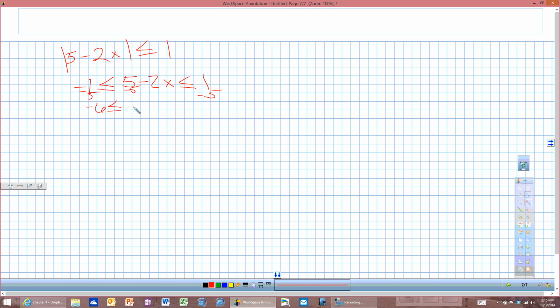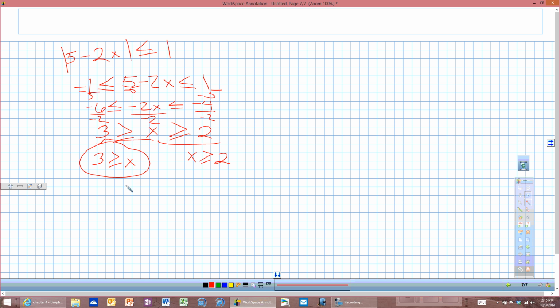Negative 6 is less than or equal to negative 2x. It's less than or equal to negative 4. And then we divide by negative 2. Okay, so what this looks like is 3 is greater than or equal to x, which is greater than or equal to 2. Remember that I have to flip these signs whenever I divide by a negative number, which is this. Okay, what this really means is I have to almost break it down to make my 2 or statements. I have 3 is greater than or equal to x, and x is greater than or equal to 2.